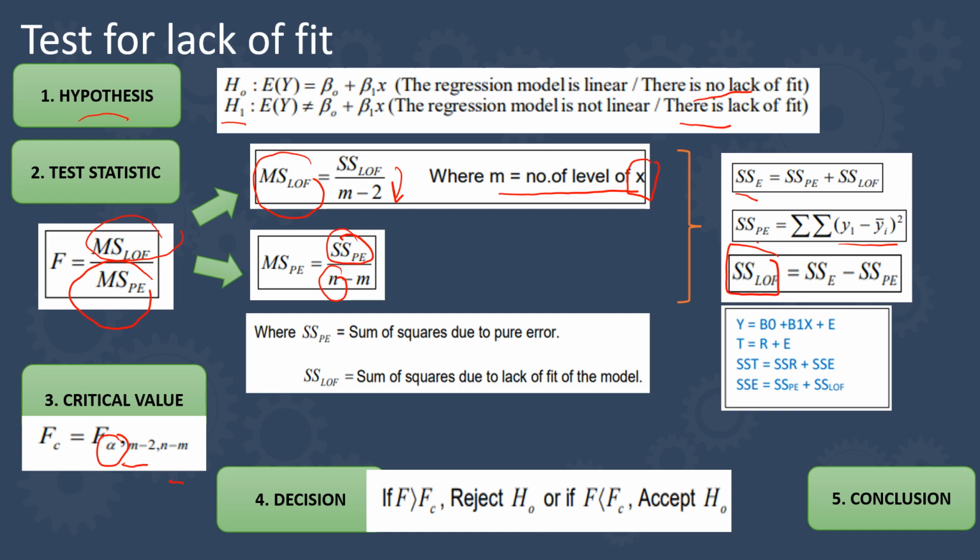So we compare our F statistic to the critical value. Let's say our F statistic is greater than the critical value, therefore we reject the null hypothesis, indicating a significant lack of fit. And what if our F statistic is less than the critical value? Then we fail to reject the null hypothesis, suggesting that the model fits well.